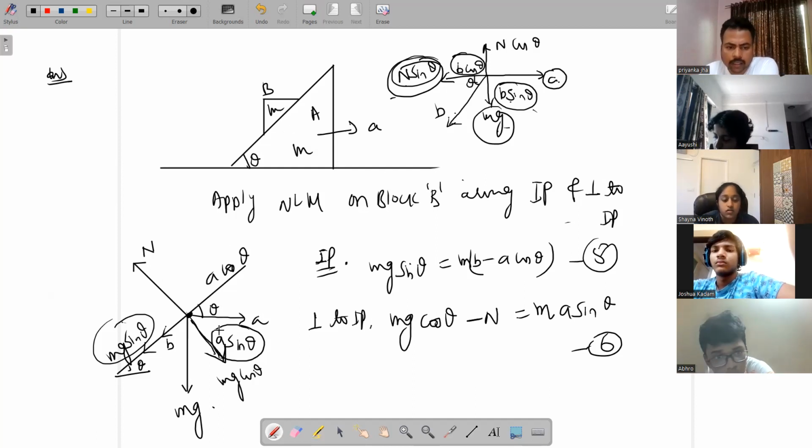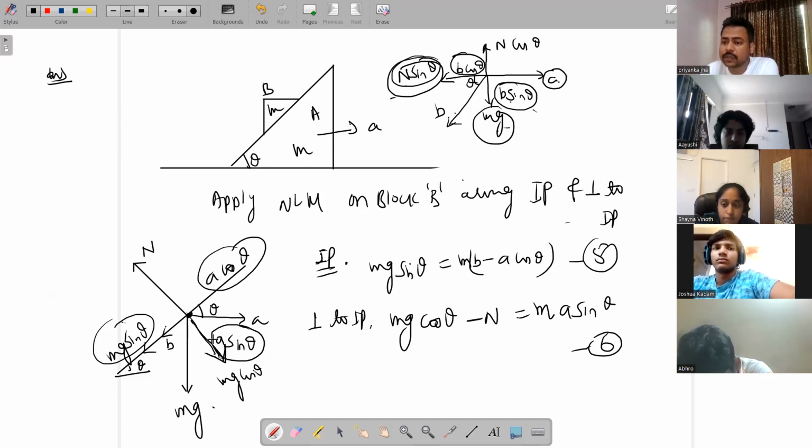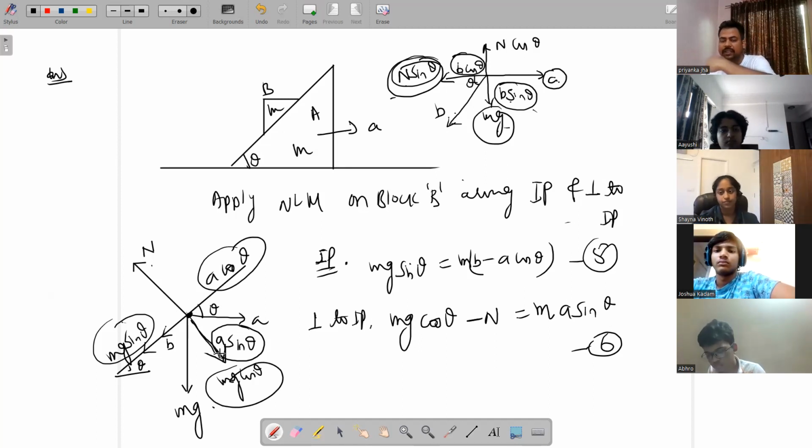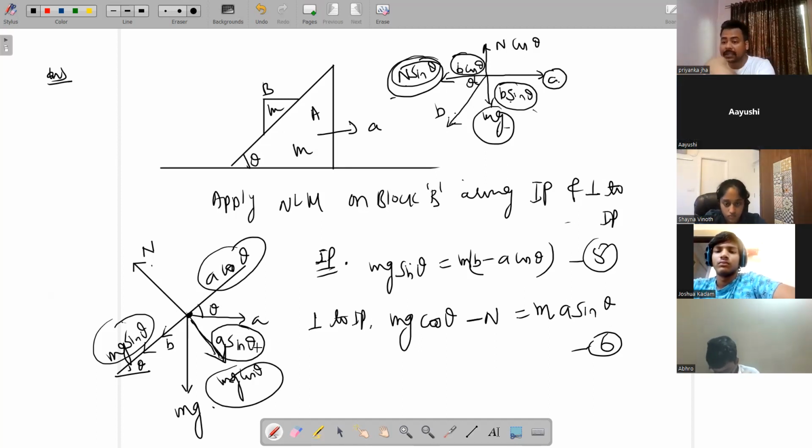See, when you broke this acceleration into two parts, this is A cos theta and this is A sin theta. If there is acceleration, there should be net force. So net force should be mg cos theta minus n, because if acceleration is in this direction, net force also should be in the same direction. Yes, understood. Note it down.